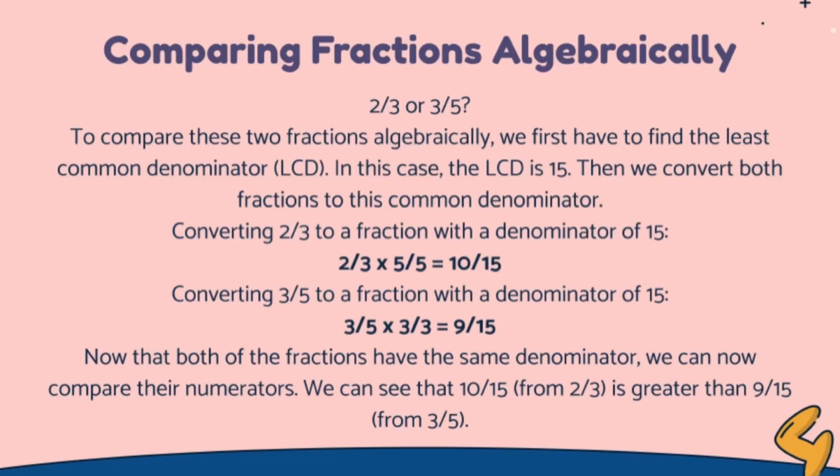Converting 2/3 to a fraction with a denominator of 15, we can do 2/3 multiplied by 5/5, which is 10/15. Converting 3/5 to a fraction with a denominator of 15, 3/5 multiplied by 3/3, which is equal to 9/15.